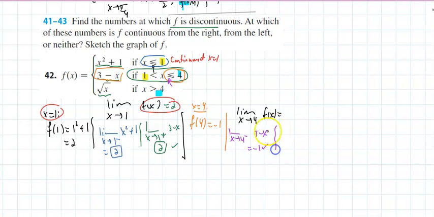That checks. And if we take the limit as x approaches 4 from the right, it has to be in radical x. And if I plug that in there, that's a 2. This limit does not exist. So my conclusion is that f is not continuous at x equal 4. And to sketch a graph, well, let's get that out of the way.